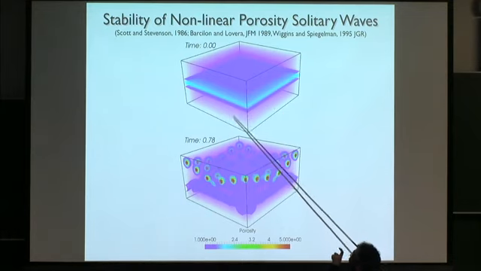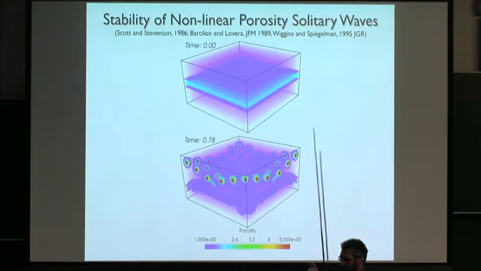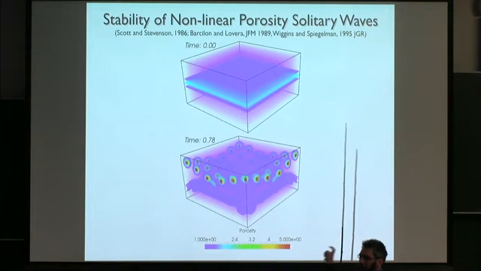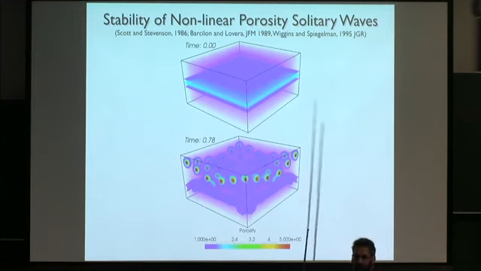This is calculated in a frame that is moving at the wave speed, so I'm just sitting there. I couldn't find the movie, that's why I didn't put the movie in there. But basically, I'm tracking a single solitary wave. And what happens in time is that it goes unstable, and it pulls itself into these spheres.